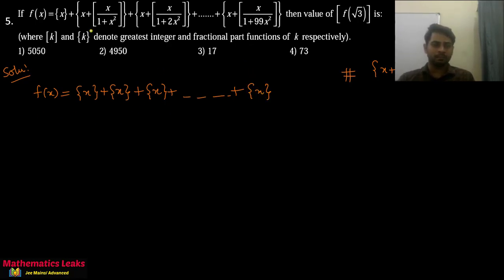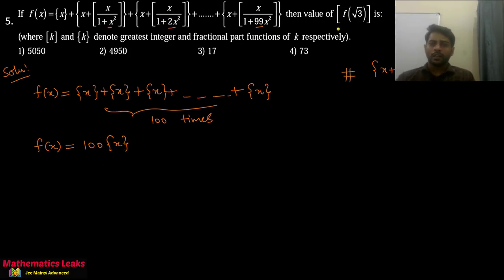So from here, if you count the number of elements, it is 1, 2, 3, like that up to 99. So 99 elements here and 1 element is also there. So overall there are 100 elements. So we are adding this fractional part 100 times. So we can say here f of x is exactly equal to 100 times the fractional part of x, right?